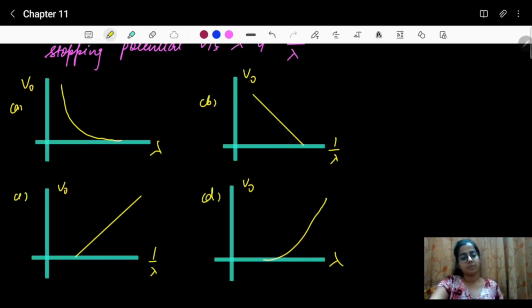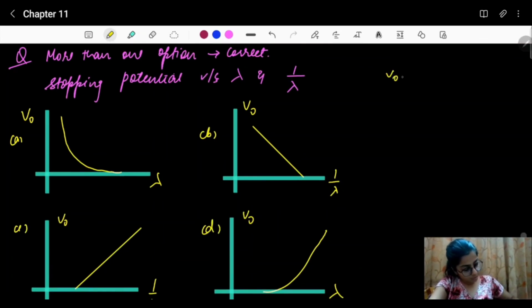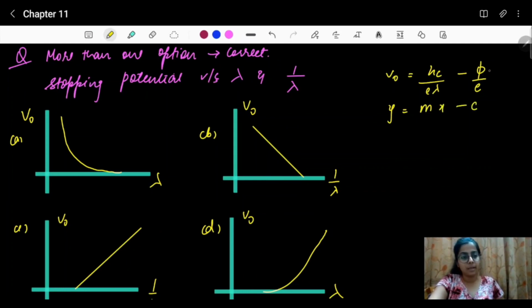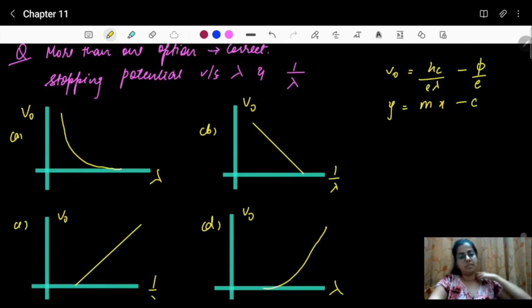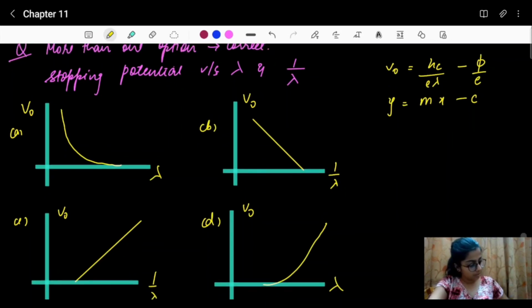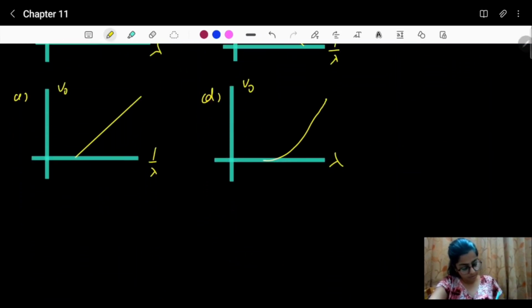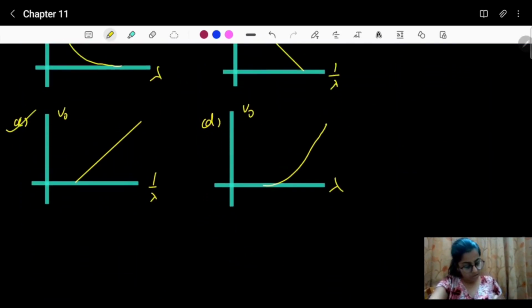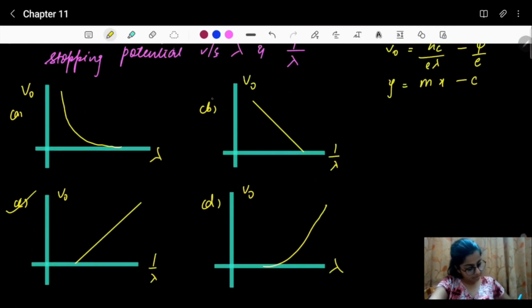So we have learnt the equation. The equation was V0 equals hc by e lambda minus phi by e. So y equals m x minus c. The constant was minus phi by e, and that's why the value of the constant will be negative. Now the slope is positive, that is hc by e. So if the slope is positive, in that case if you make the graph of V0 versus 1 by lambda, the slope must be positive, and the positive slope is given in option C. So this is correct. Now if this is correct, it means this is incorrect.